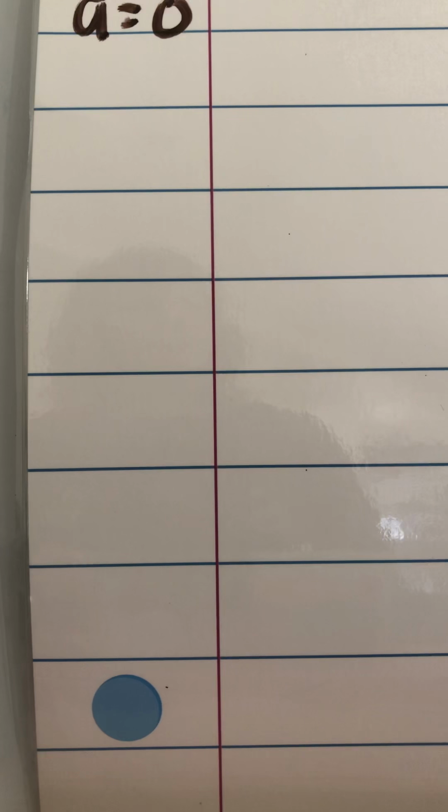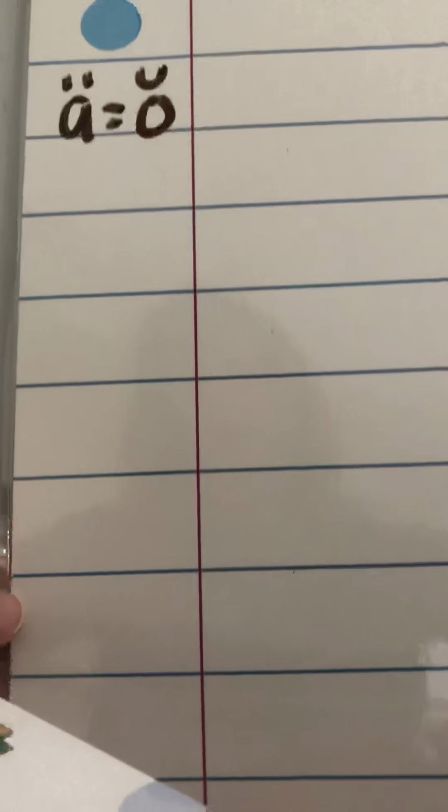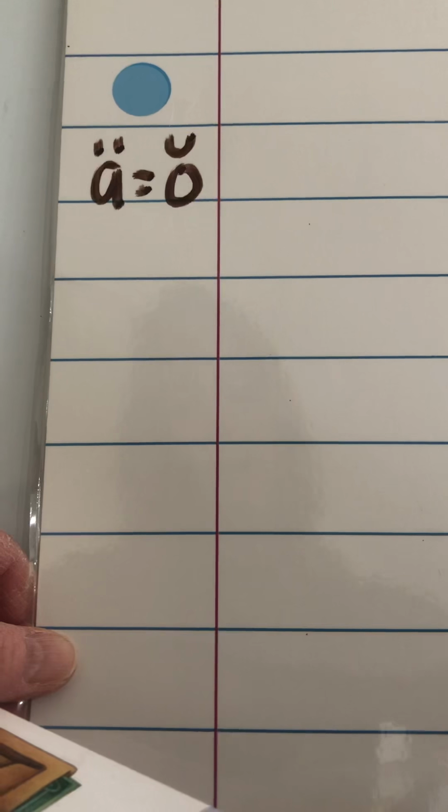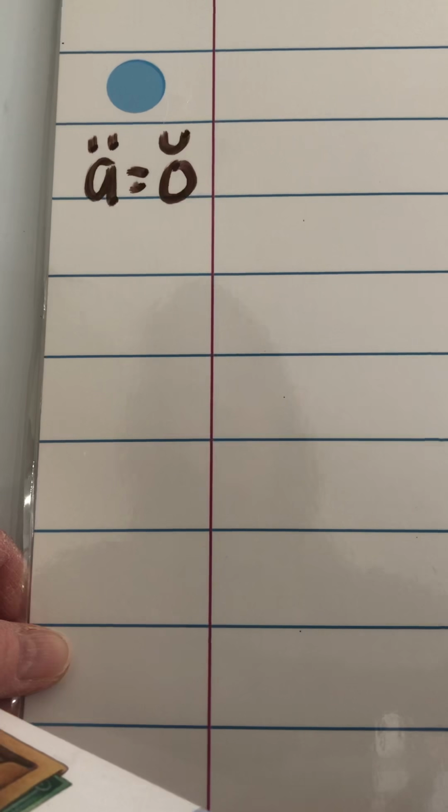Today's lesson is phonics lesson 96. And we are having a new way of coding A's and also different A sounds. As you can see right here, I put our coding, which is 2 dots above the A, and it equals the short O sound.